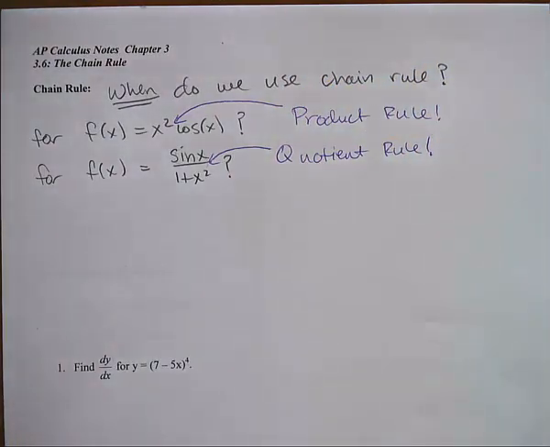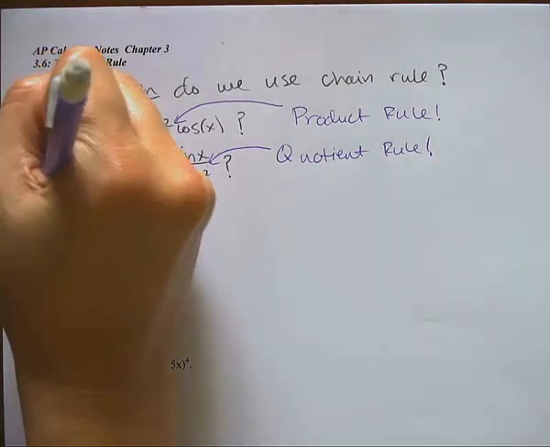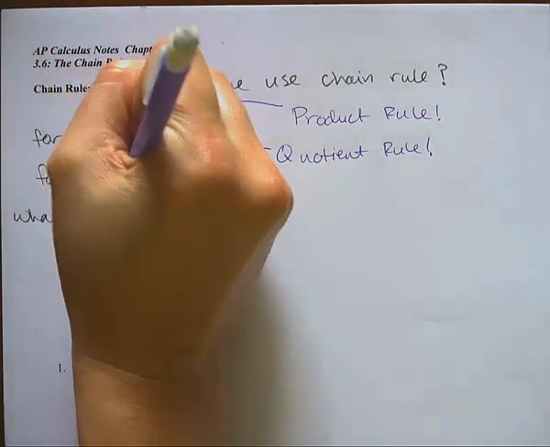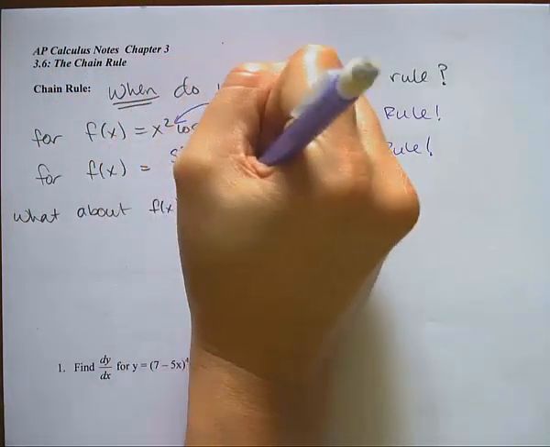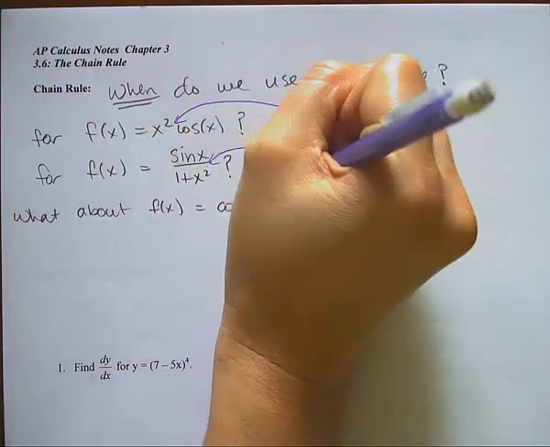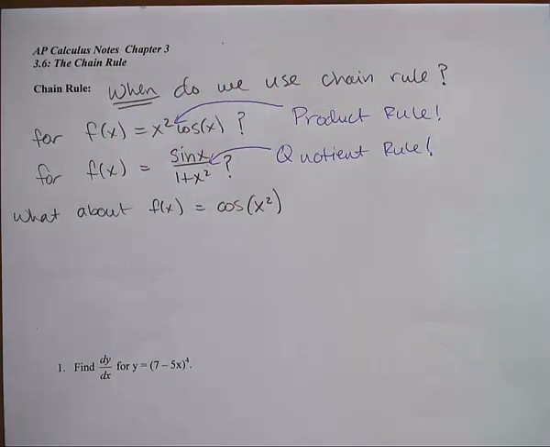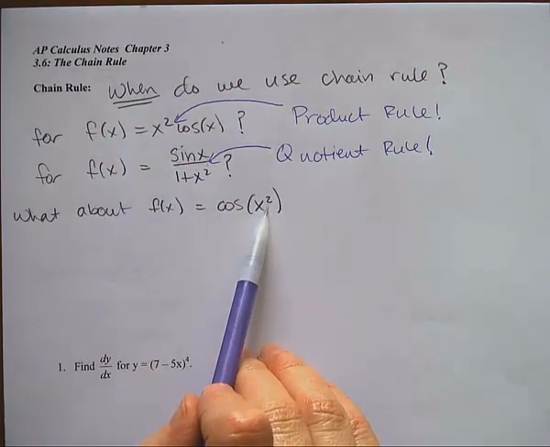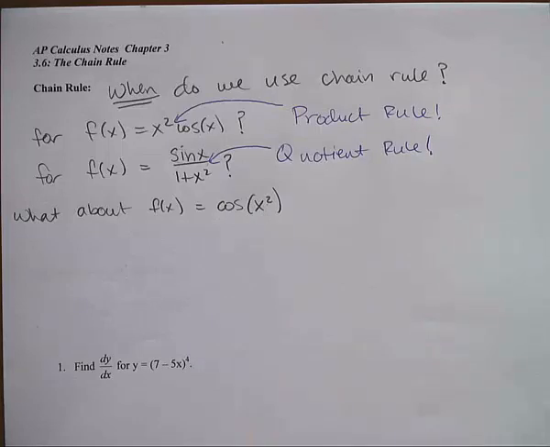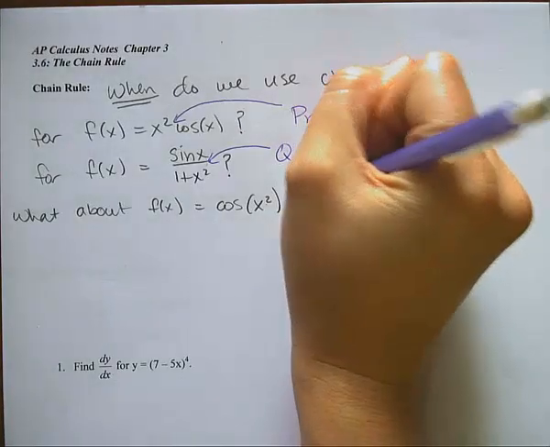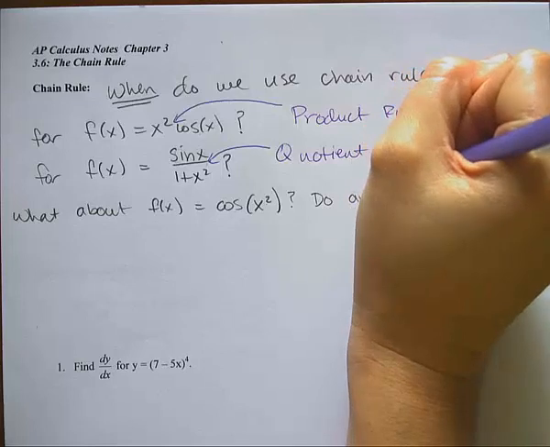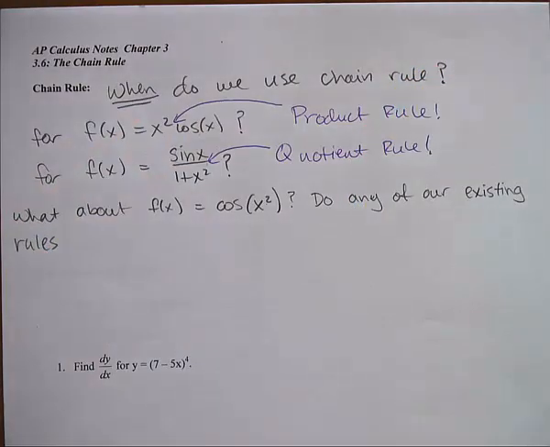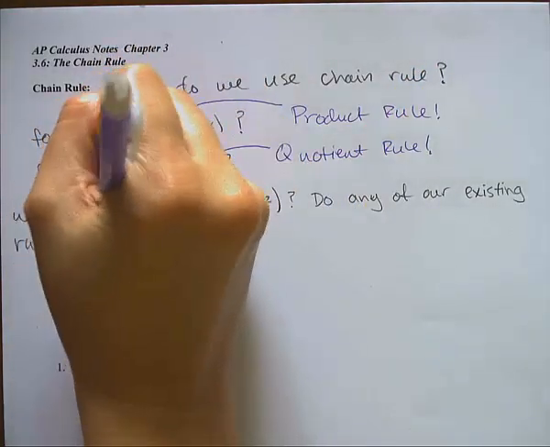So when is the chain rule necessary? What about if I had something like this? Instead of multiplying the cosine function by x squared, I plugged the x squared function into the cosine function. So do any of our existing rules tell us how to differentiate something like this?